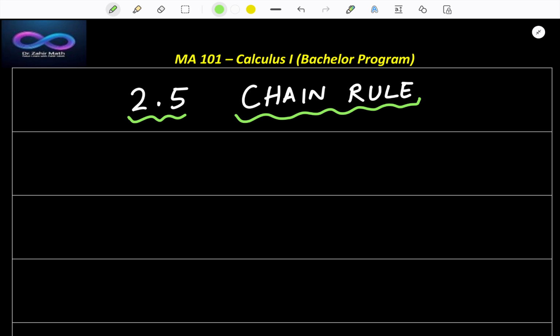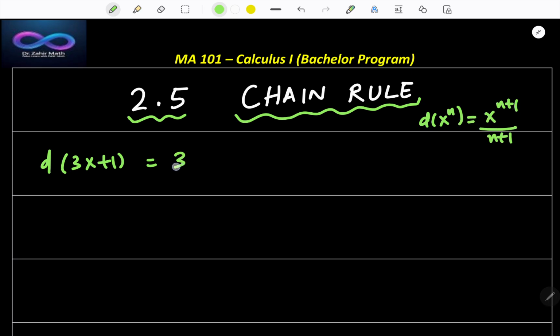Why is the chain rule needed? Look, everybody, let me give you one simple example and tell me the answer. Suppose I ask you to take the derivative of 3x plus 1. You already studied the derivative of x to the power n, which is x to the power n plus 1 divided by n plus 1. So the derivative of 3x is 3x squared divided by 2, plus 1 derivative is x.